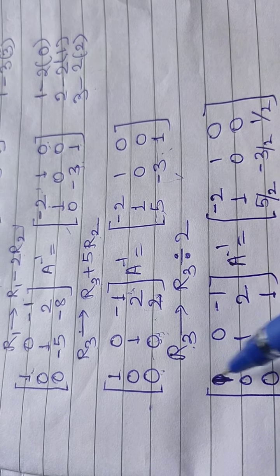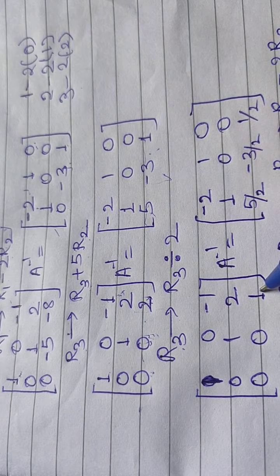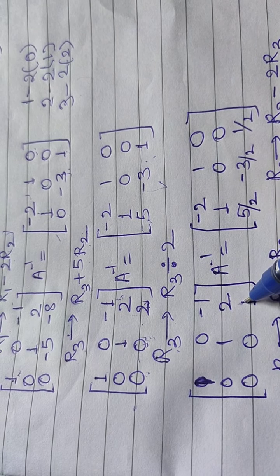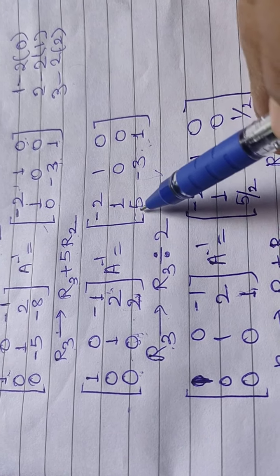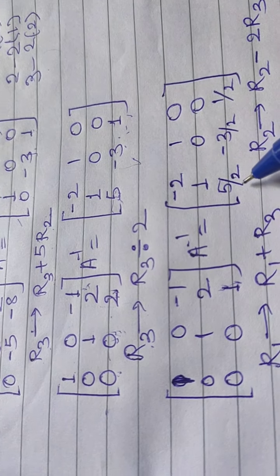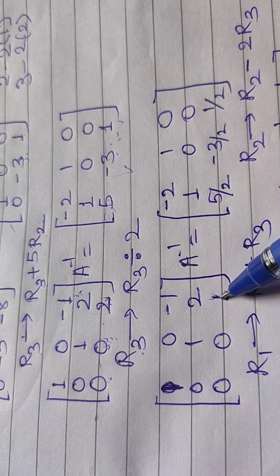These two are zeros. 0 by 2 will remain 0, and 2 by 2 is 1. So here I have written 1. Understood? The same procedure I have to do on the right hand side matrix also. It will become 5 by 2, minus 3 by 2 and 1 by 2. So we have divided the third row by 2.